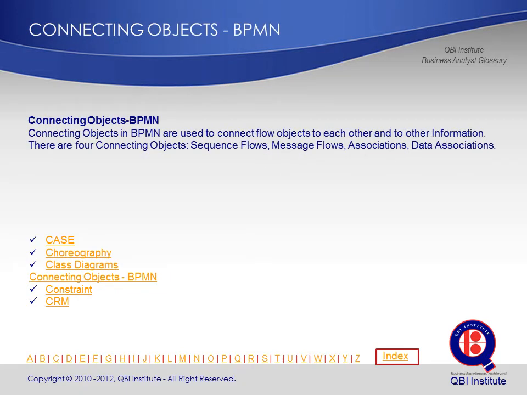Connecting objects, BPMN. Connecting objects in BPMN are used to connect flow objects to each other and to other information. There are four connecting objects: sequence flows, message flows, associations, data associations.